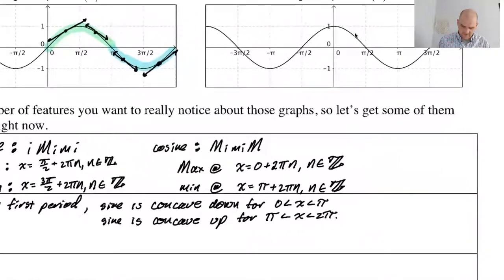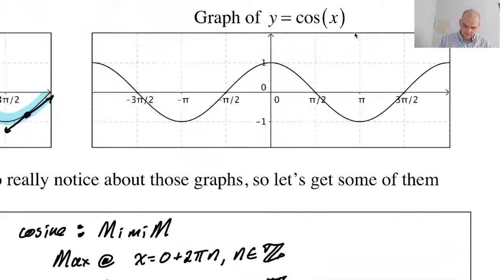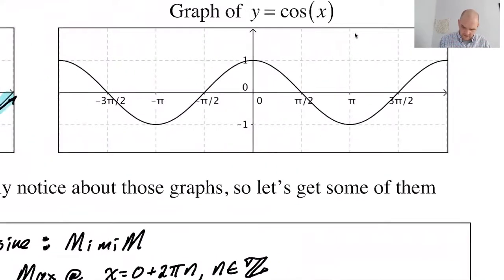And then should we talk about it for cosine? Cosine's a little harder because it's concave down to start and to end.